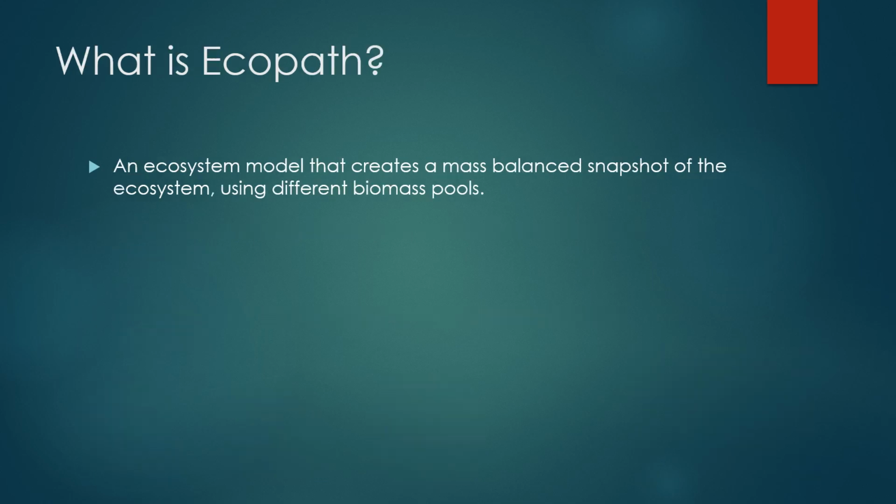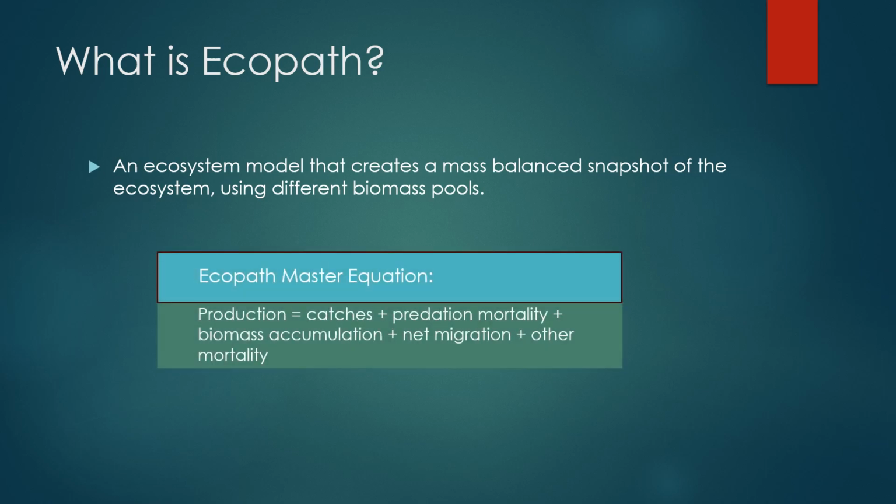So what is Ecopath? Ecopath is a form of ecosystem modeling that creates a mass-balanced snapshot of the ecosystem using different biomass pools. These biomass pools can represent a single species or a group of species with similar roles. The Ecopath master equation is as follows. The production of the ecosystem equals the catch plus the predation mortality, biomass accumulation, net migration, and other mortality. Utilizing the Ecopath model can greatly increase our understanding of an ecosystem and help influence future management decisions of industries such as fisheries in the area.